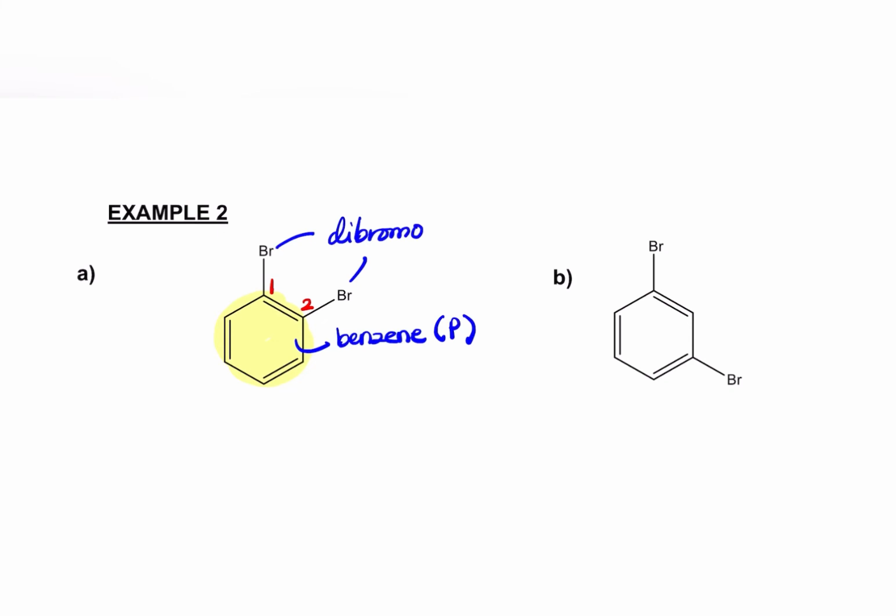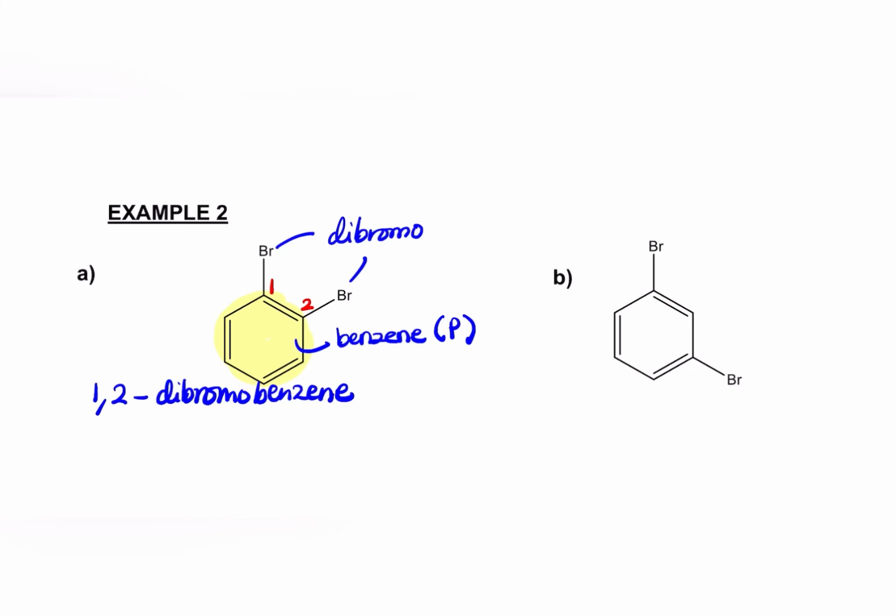So now if I want to give the full name for that, we are going to give the numbering for our prefix, which is numbering for our substituents. So I'm going to start with carbon number 1, 2, dash, dibromo, and then my parent will be benzene. So this is the name for my structure A.